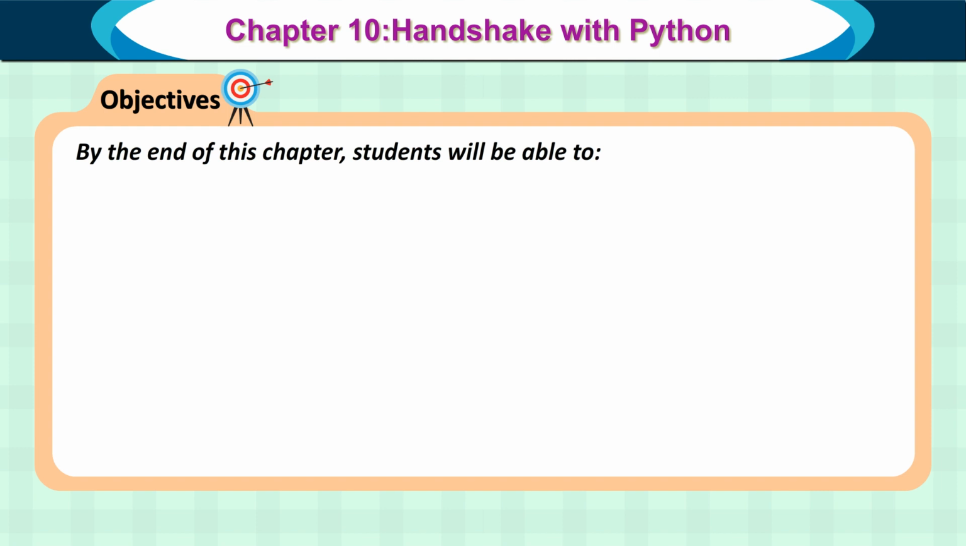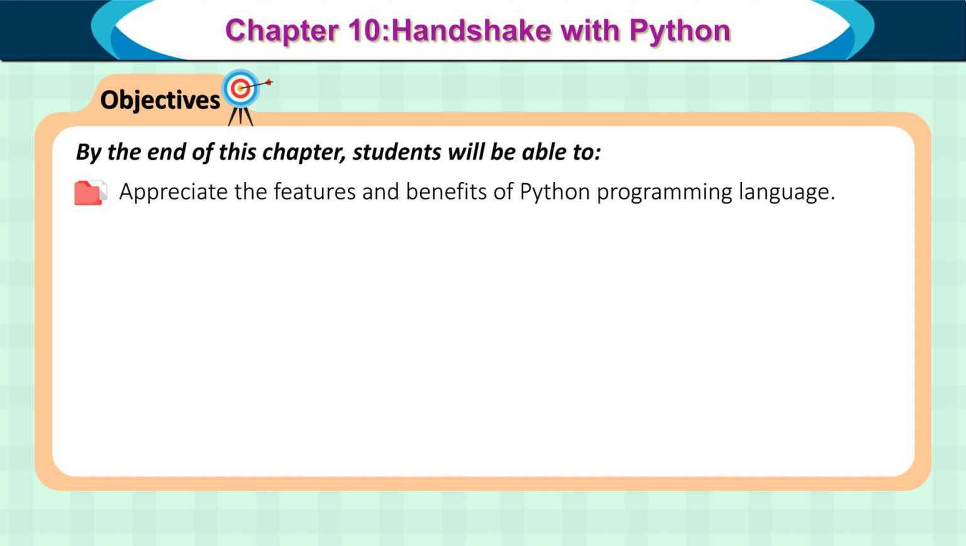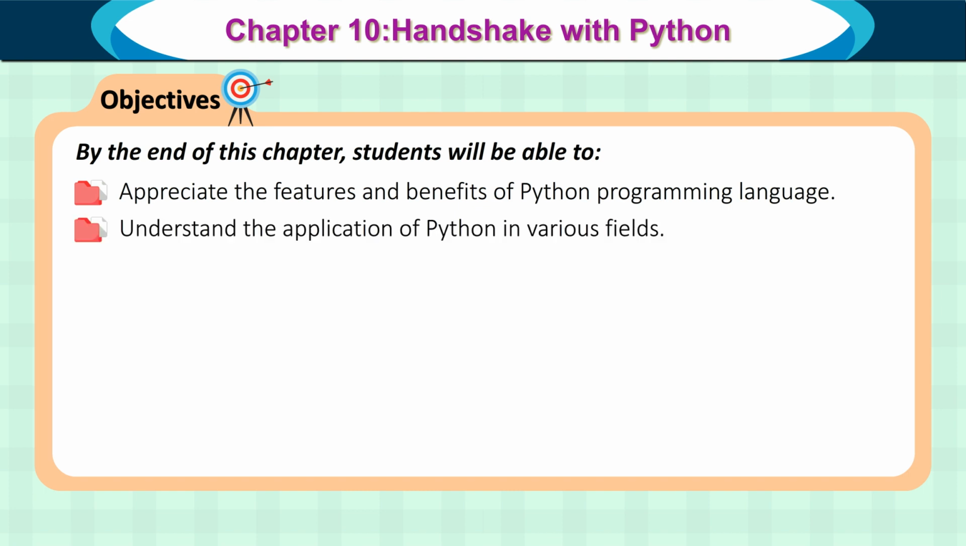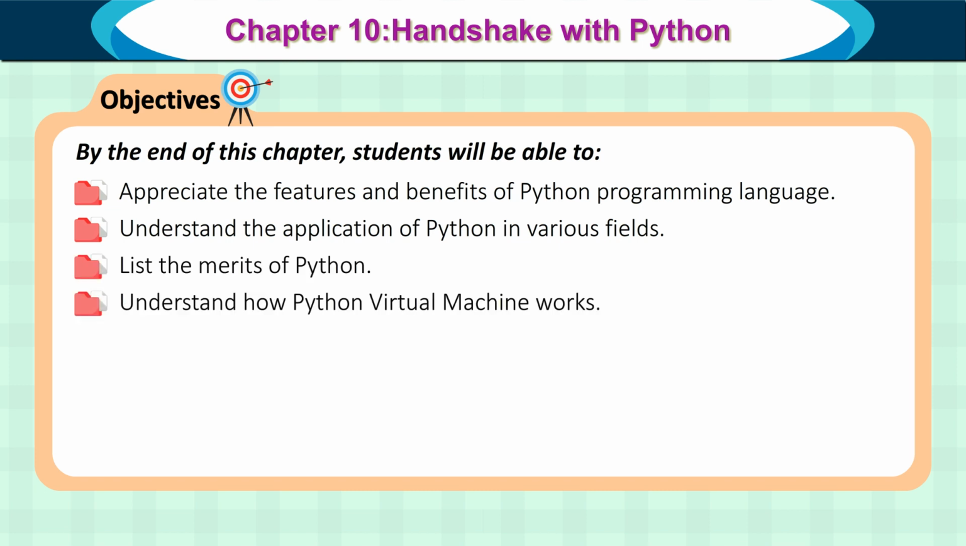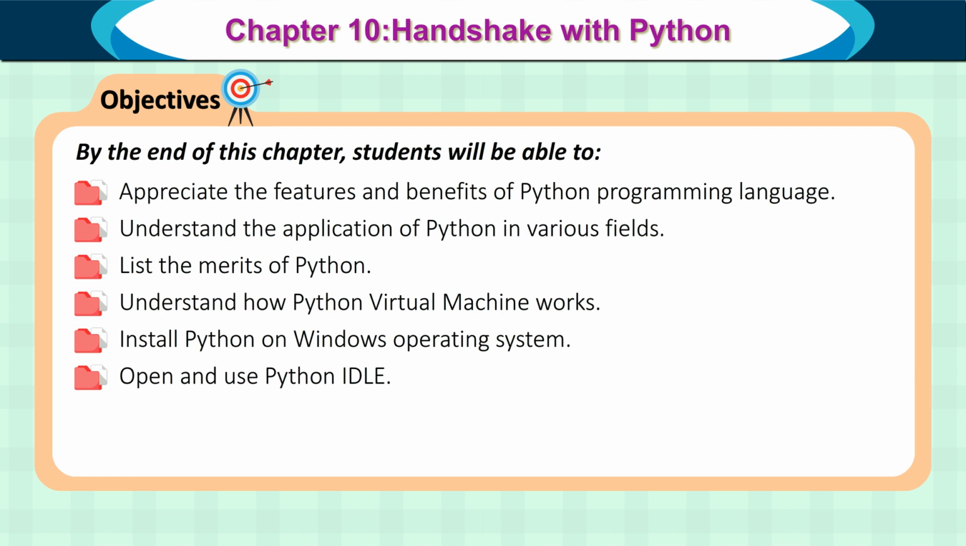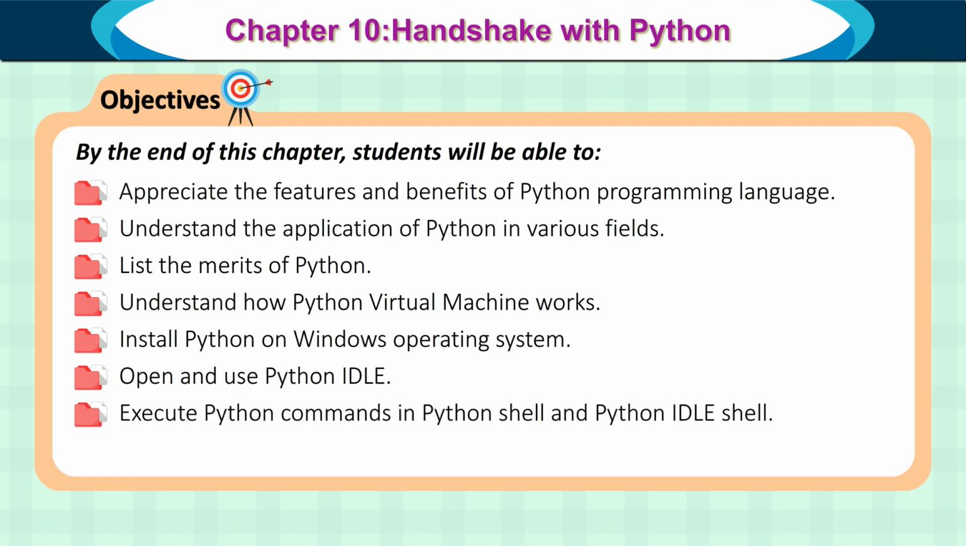Objectives. By the end of this chapter, students will be able to appreciate the features and benefits of Python programming language, understand the application of Python in various fields, list the merits of Python, understand how Python virtual machine works, install Python on Windows operating system, open and use Python IDLE, execute Python commands in Python shell and Python IDLE shell, create and save Python scripts.